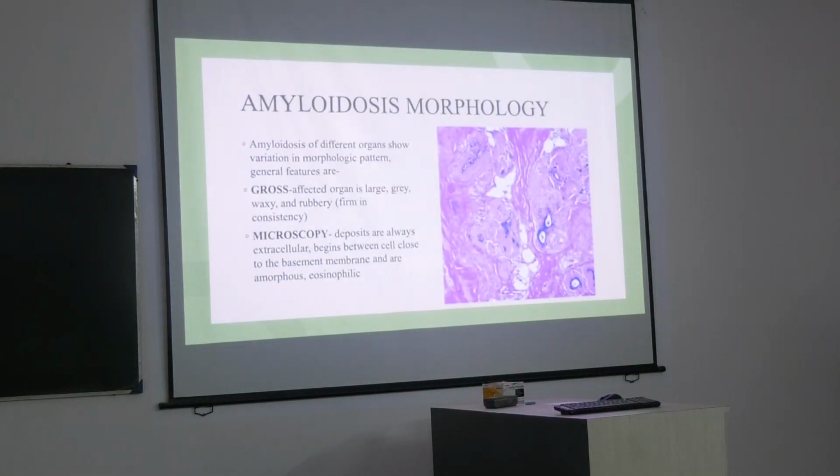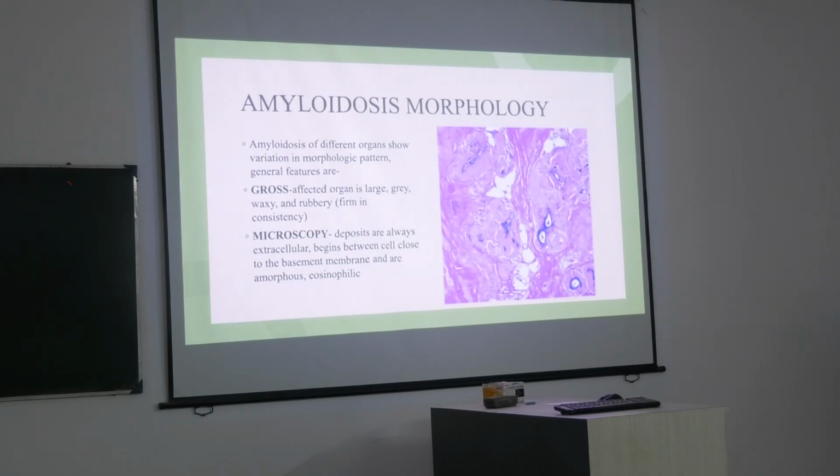Amyloidosis morphology, same thing. Hematoxylin and eosin. Okay? Extracellular material. So gross organ is large and grey, waxy and rubbery. And microscopy te ki bolche? Always extracellular. Begins between cells, close to the basement membrane, are amorphous and eosinophilic. Amorphous mane? No morphology. Amorphous, no morphology. But lacking morphology. So no definite boundary, no definite border. So this is the nutshell.